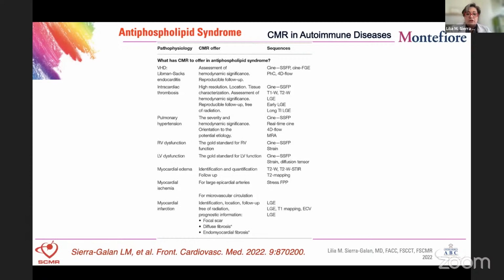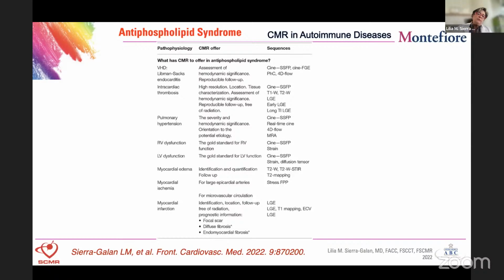For pulmonary hypertension, it allows to evaluate the severity of the hemodynamic significance of the pulmonary hypertension, and could orient to the potential etiology. Then the right and left ventricular dysfunction, again, is the gold standard. We can see easily the myocardial edema with the T2 STIR sequences, or even with the T1 and T2 mapping, or the extracellular volume. And we can see the myocardial ischemia for the large epicardial vessels with the stress perfusion, or both for the microvascular dysfunction.